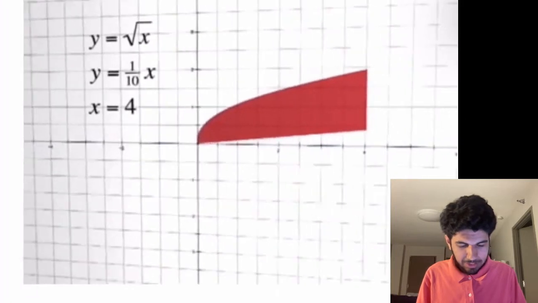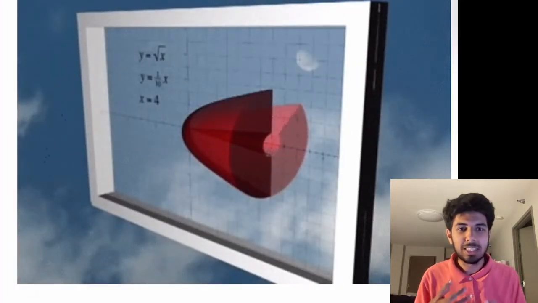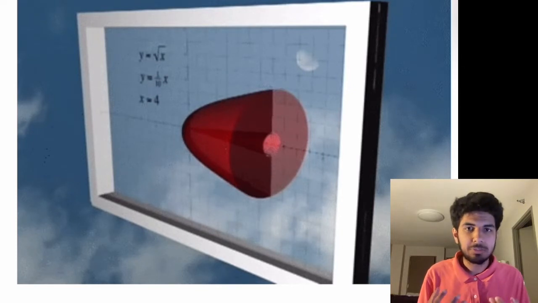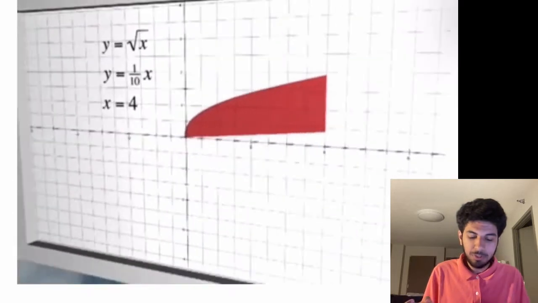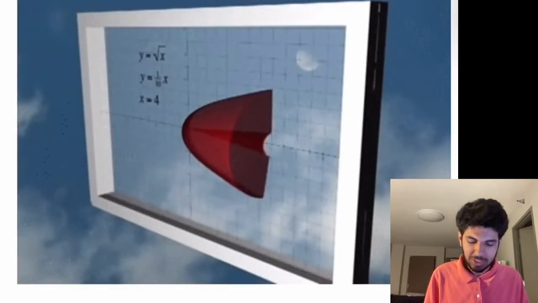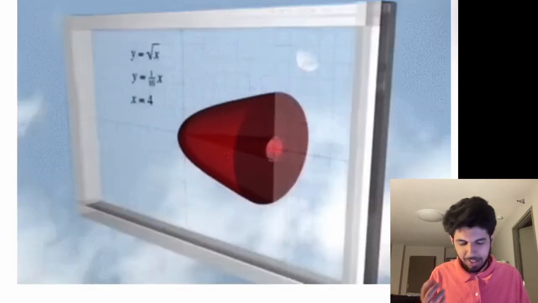So it's going to keep on playing, but I'll try to describe it. The first thing you saw was a red region bounded by some curves, which is right here now. And we're going to revolve that about the x-axis, which is what's occurring now. And we have this shape which looks like a thimble.